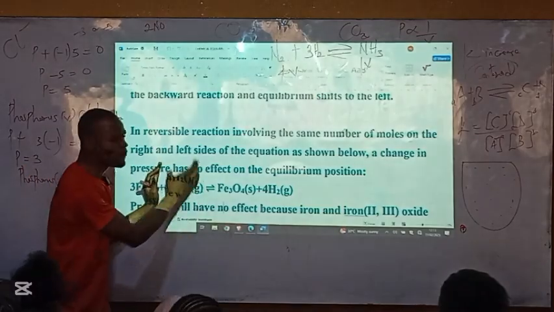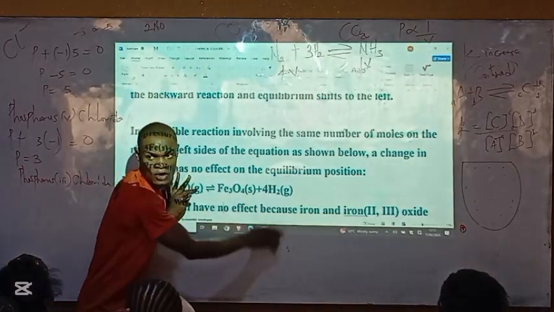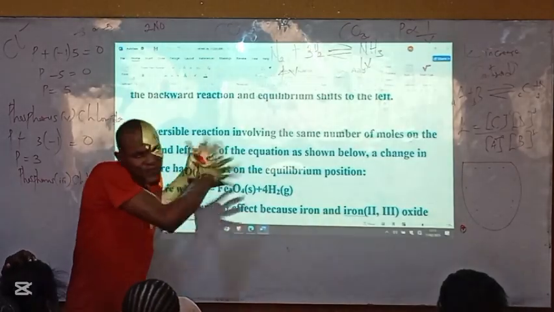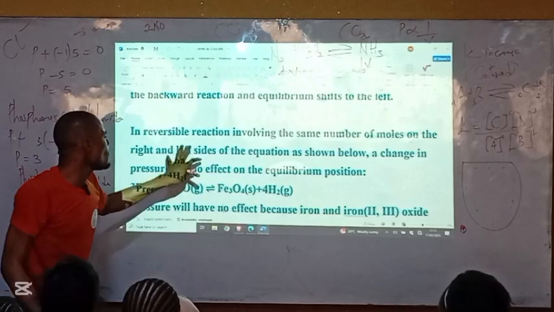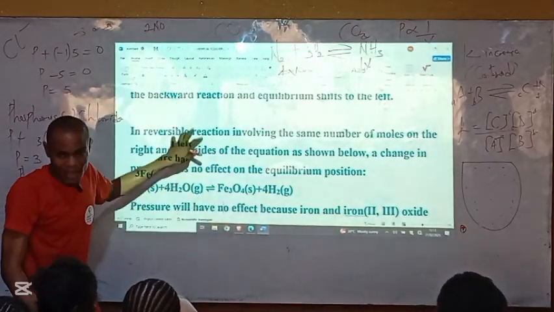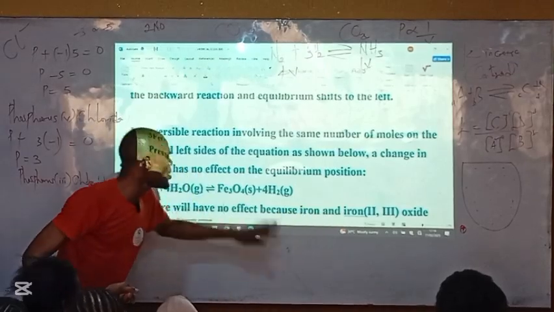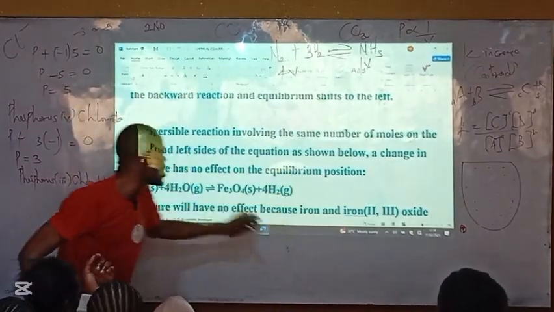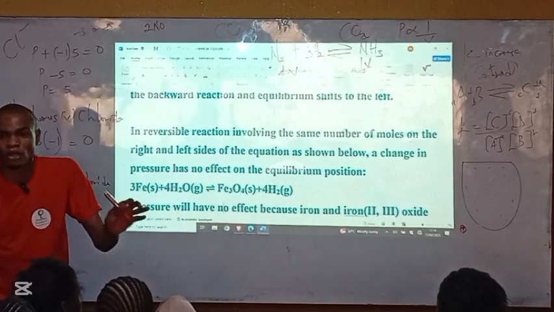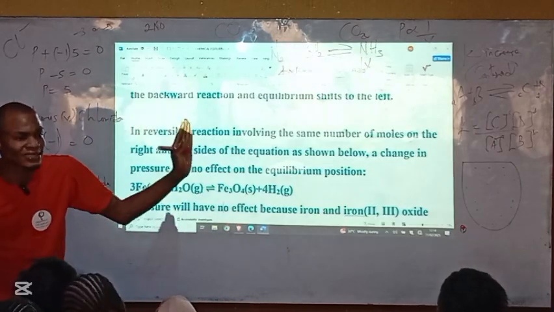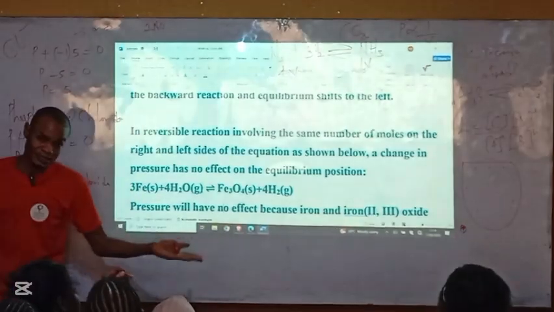Now, how many volumes of gas do I have here? 4. How many volumes of gas do I have here? 4. Pressure has no effect on this system, because the number of volumes of gaseous reactants is also equal to the number of volumes of gaseous products. The number of moles of the product is equal to the number of moles of the reactant. In that kind of reaction, when you see it in your question, pressure has no effect.